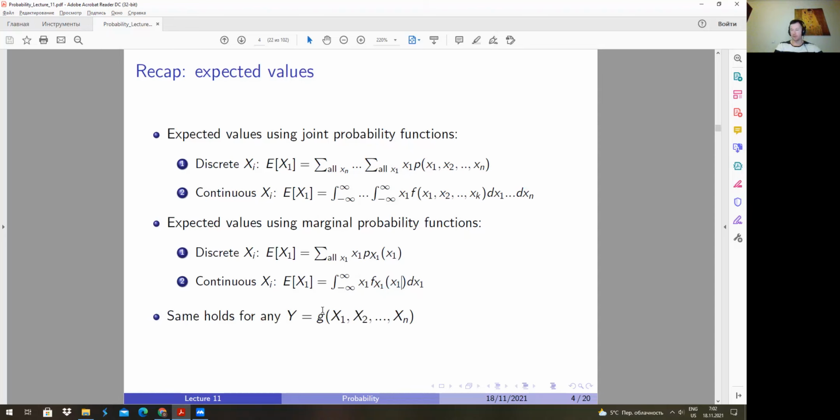So the same holds for any function of these random variables, which is also a random variable. And the same approach for calculating the expectation holds for this. So I just plug, instead of x1, this function, g of x1, x2, and so on. But of course, if you use this, I need to use the general case using joint probability functions, not marginals. Because if it's a function of several variables, definitely I need to use the joint probabilities.